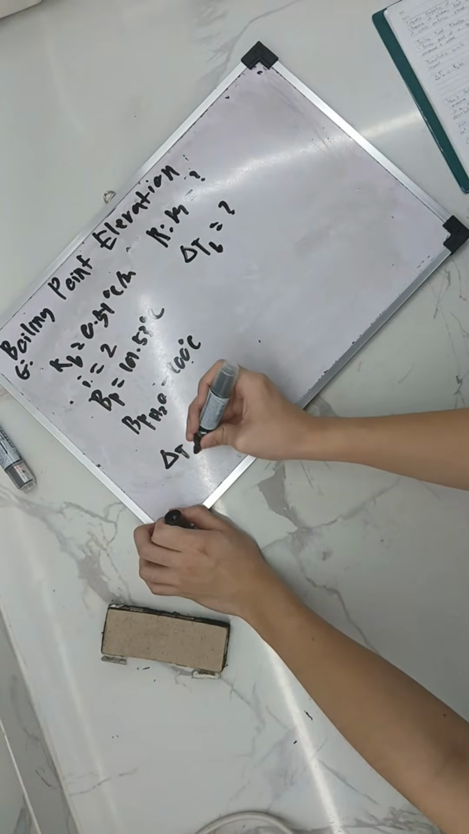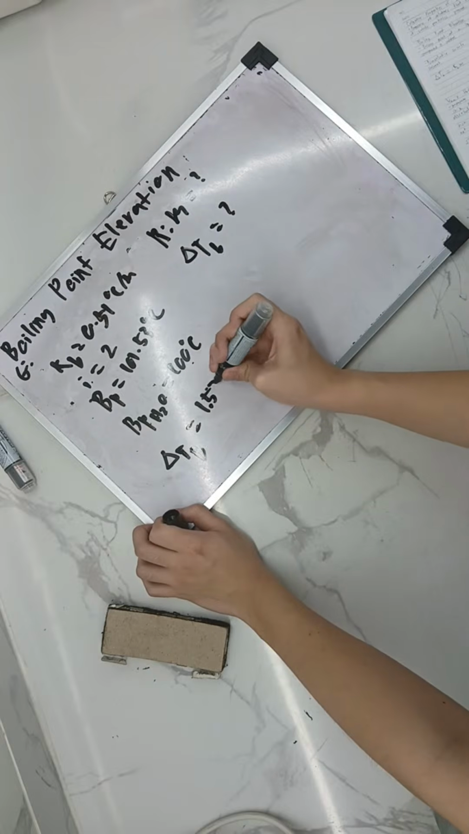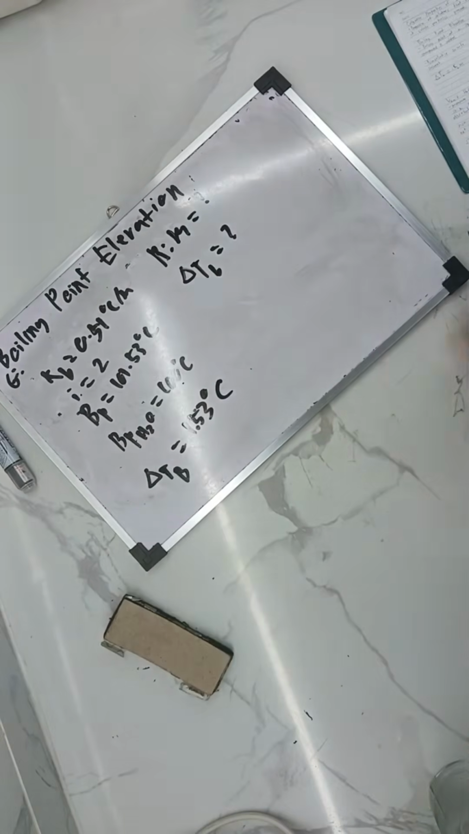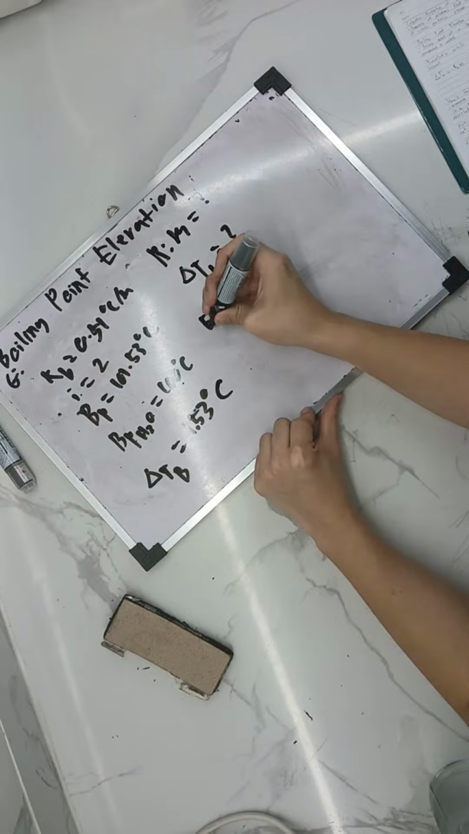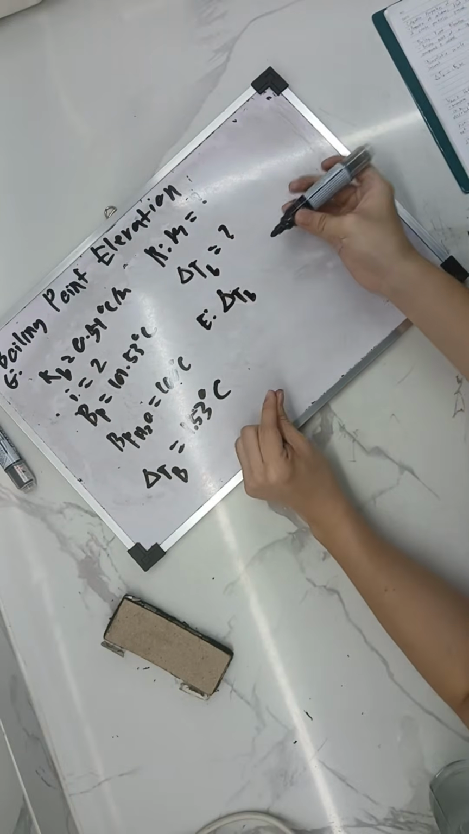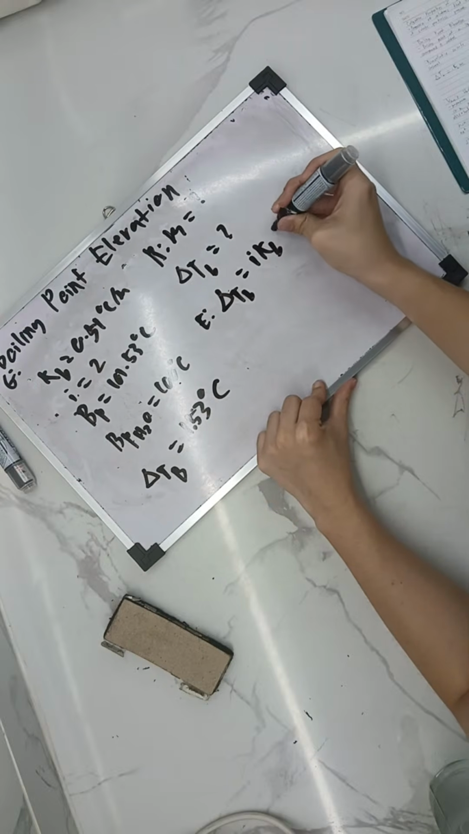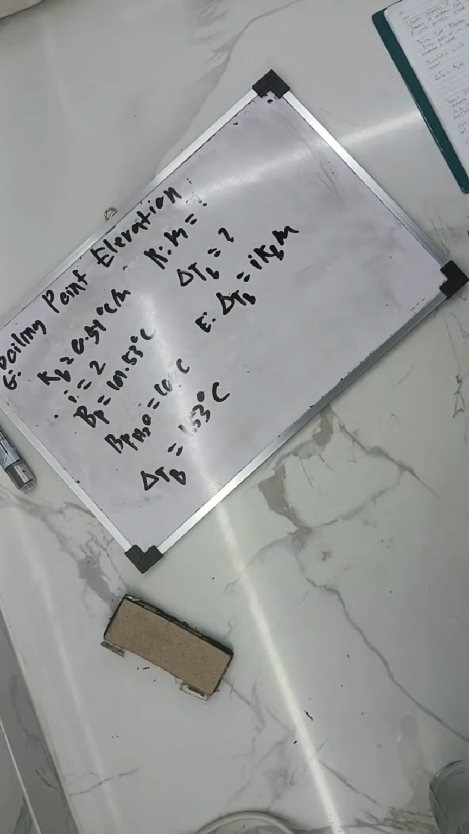So the change in boiling point, or the boiling point elevation, is equal to 1.53 degrees Celsius. Now that we know this, let's try to get the molality. If we look at the equation, the boiling point elevation is equal to I kb m. So this is a formula.